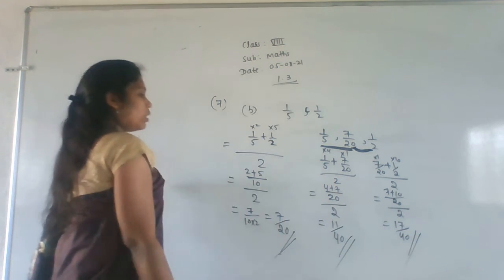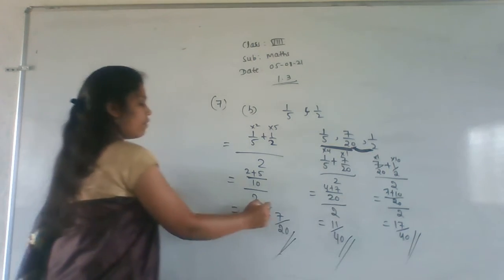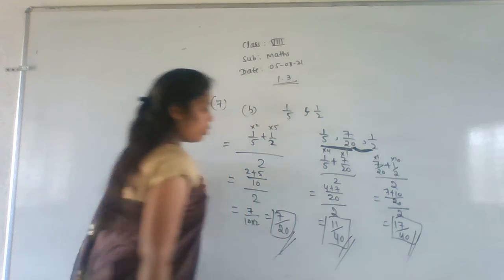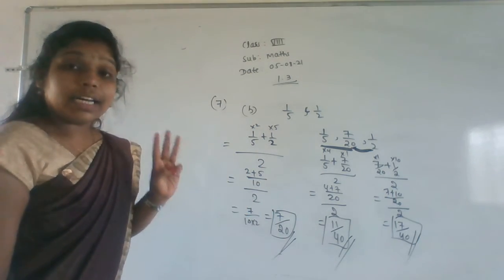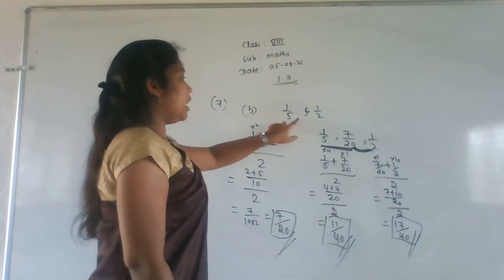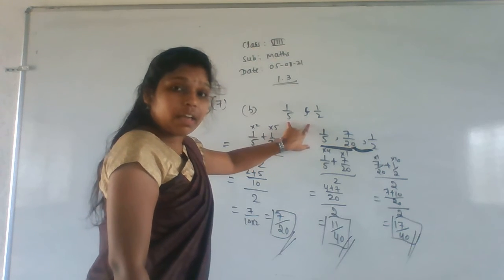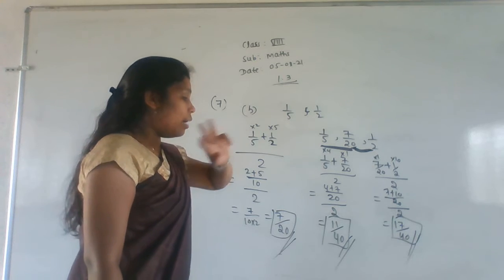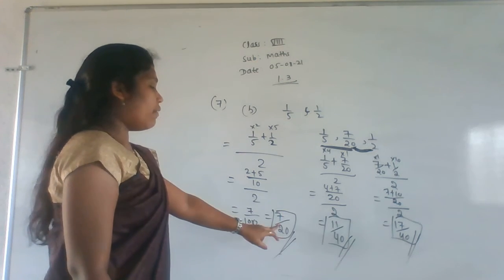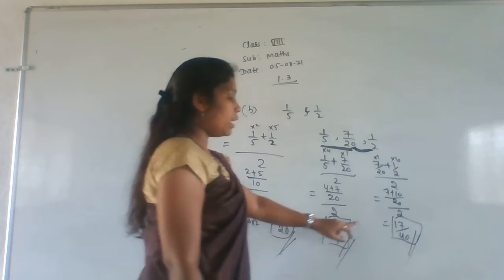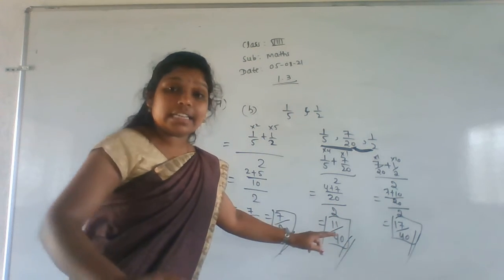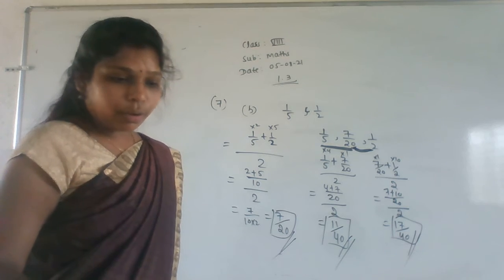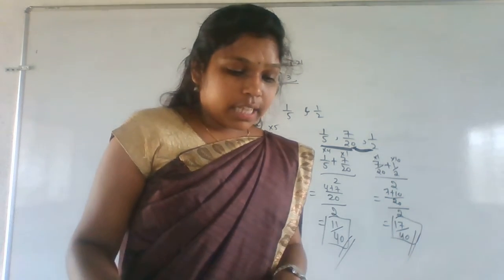Okay. So what are the rational numbers we got here? 7 by 20, 11 by 40 and 17 by 40. These are the three rational numbers in between the given two rational numbers. Okay, the given rational numbers are 1 by 5 and 1 by 2. And the three rational numbers here are 7 by 20, 11 by 40 and 17 by 40. Getting everyone? Okay. So we finished the 7th main also.